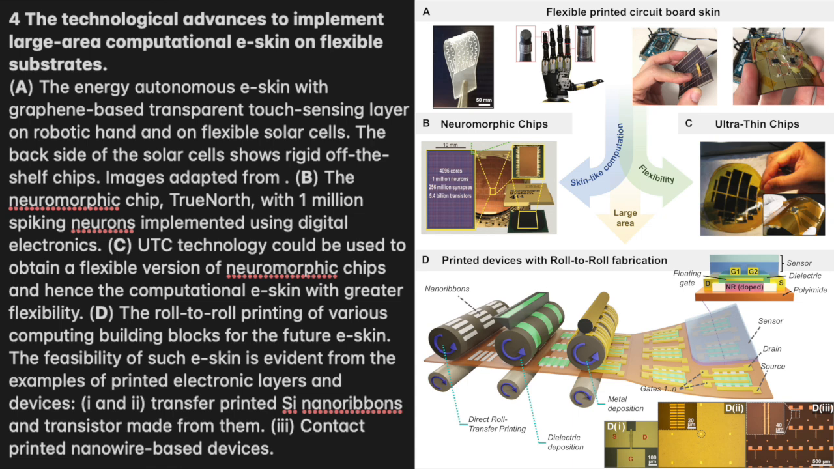A. The energy autonomous E-skin with graphene-based transparent touch sensing layer on robotic hand and on flexible solar cells. The backside of the solar cell shows rigid off-the-shelf chips. Images adapted from B. The neuromorphic chip, TrueNorth, with 1 million spiking neurons implemented using digital electronics. C. UTC technology could be used to obtain a flexible version of neuromorphic chips and hence the computational E-skin with greater flexibility. D. The roll-to-roll printing of various computing building blocks for the future E-skin. The feasibility of such E-skin is evident from the examples of printed electronic layers and devices: 1. Ion transfer printed C nanoribbons and transistors made from them. 2. Contact printed nanowire-based devices.